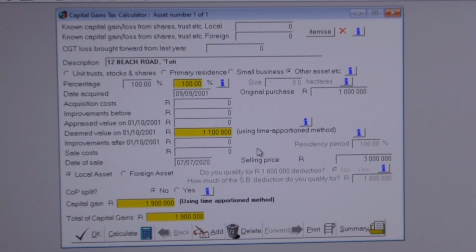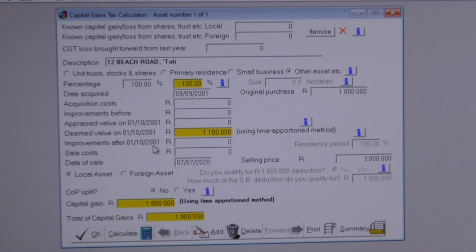Now, SARS has fine-tuned these rules a bit over the years, and factoring in expenses and costs has become a bit simpler. For example, any acquisition costs and improvements made before the valuation date are treated as if they were incurred on the date of purchase. The same sort of thing applies with sale costs. They are deemed to have taken place on the date of sale.